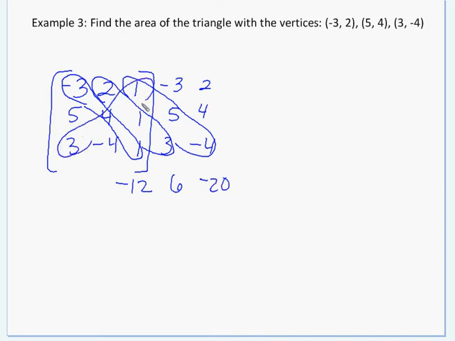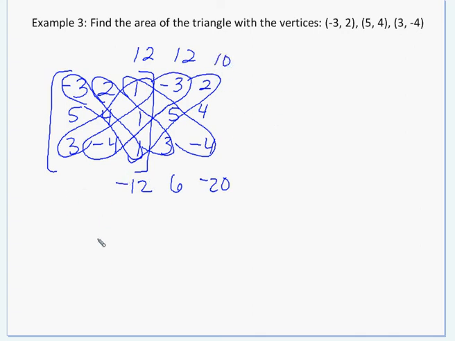So 3, 4, and 1, negative 4, 1, and negative 3, and then 2, 5, and 1. So 3, 4, and 1 gives us 12. Negative 4, 1, and negative 3 gives us a positive 12. And then we have 1, 5, and 2, which gives us a positive 10.